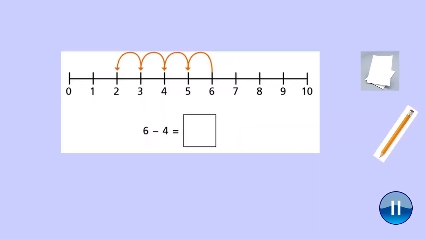Here is another one for you to do. Again, can you copy down the number sentence and fill in the answer, please? We will go through it on the next slide. Pause the video while you do this one.